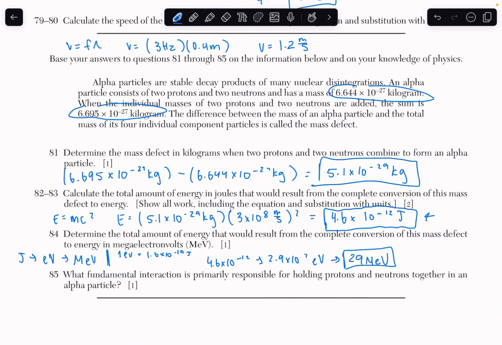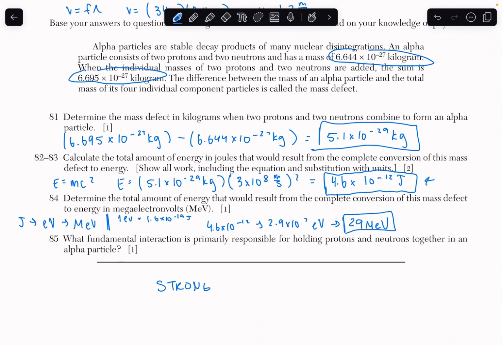Question 85: What fundamental interaction is primarily responsible for holding protons and neutrons together in an alpha particle? This fundamental interaction is the strong force. It's always going to be strong force. Anything dealing with combining or separating particles is strong force, because no other force can deal with these things except for the strongest of them, obviously.